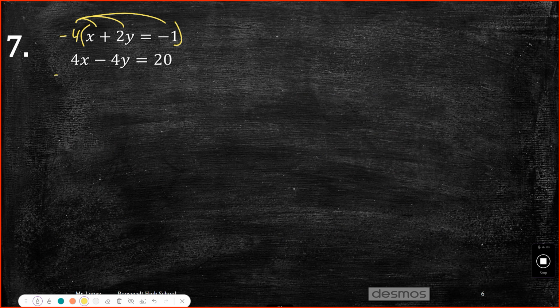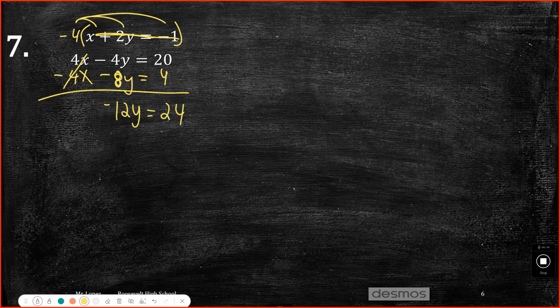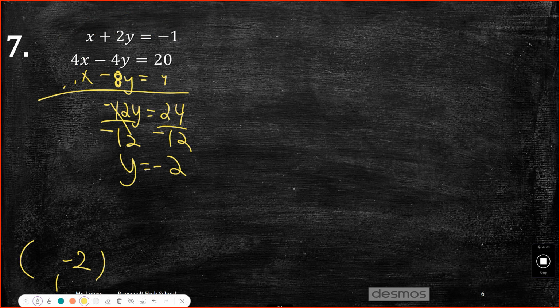Let's do that. Negative 4x, negative 8y, and negative times a negative is a positive 4. Now the top one, this one became this bottom one. 4x minus 4x cancels out. Negative 4 and negative 8 is negative 12y is equal to 24. Divide by negative 12. You get y equals negative 2. And we need to figure out what x is by plugging it in.